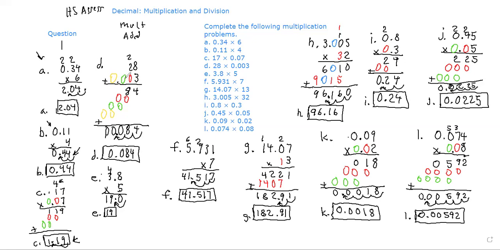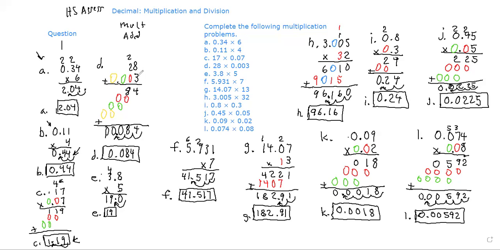28 times 0.003. So the first digit is the black digit. We're going to multiply that out. 3 times 8 is 24. We put the 4 down right in the same place value as the 3. We carry the 2 to the next place value at the top.